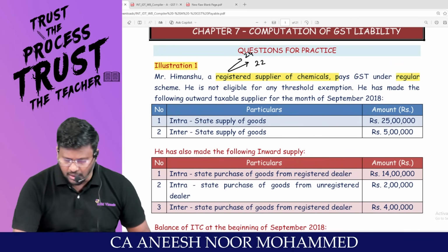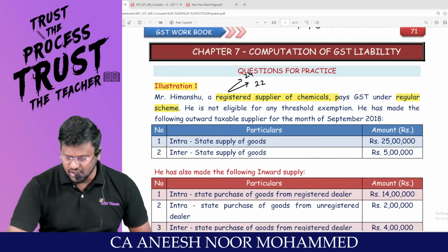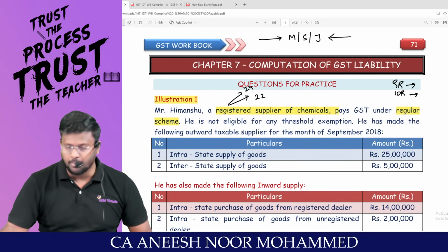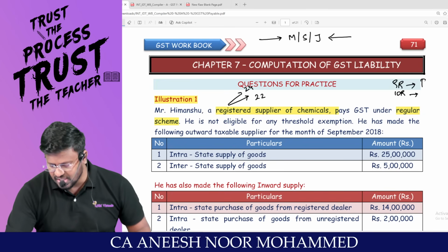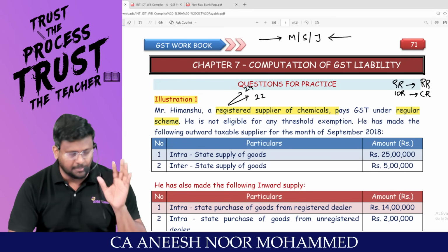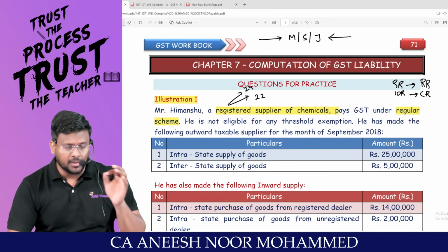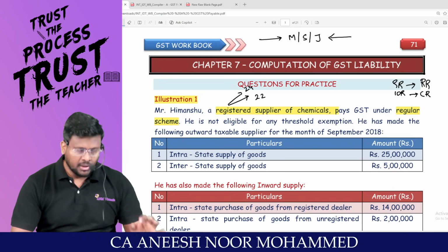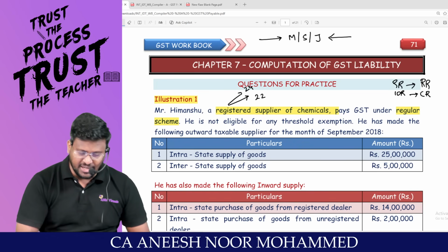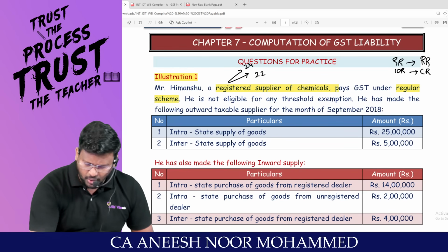As we all know, there are two routes, either the section 9 route or the section 10 route. Section 9 route is the regular route and section 10 route is the composition route. This person is going through the regular scheme. Sir, if a registered person is going through the regular scheme, he has to collect output tax, and whatever tax he has paid can be taken as ITC. He is not eligible for any threshold exemption.